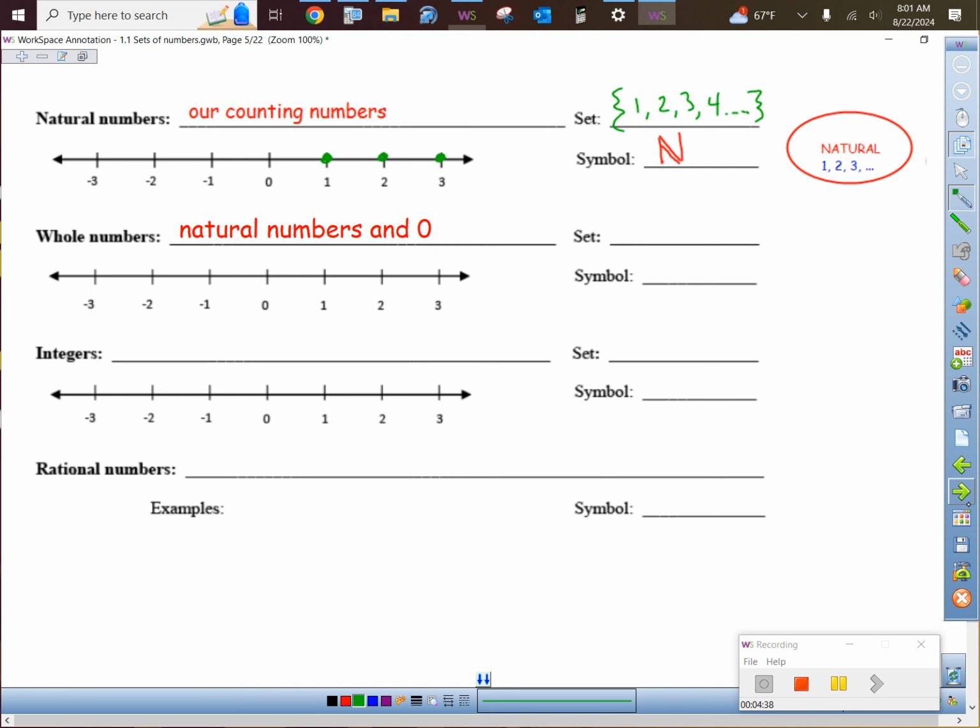The whole numbers is all your natural numbers and 0. We graph them on the number line like this. 0's there, and then all those other naturals will still be there. So 0 was added to it. When you're writing it as a set, you put your weird little bracket, but this time it starts with 0, and then all those other naturals will still be there: 1, 2, 3, and that pattern continues with the dot, dot, dot.